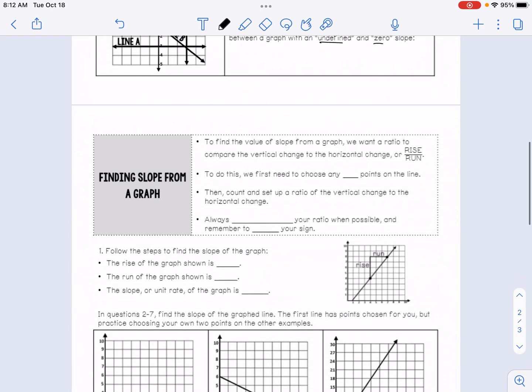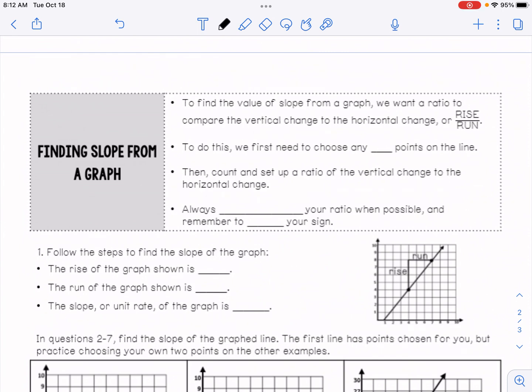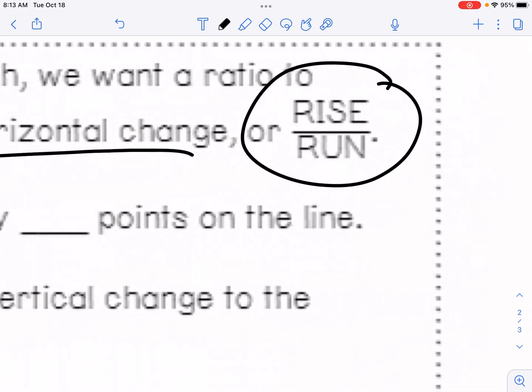All right. So now we're going to be finding slope on a graph. So a couple of things here. It says to find the slope of the graph, we want a ratio to compare the vertical change over the horizontal change, or that is called the rise over run. So the rise is either up or down, right? Even though it's rise, we don't want to just think it's only up. And run is either one of two things, either left or right.